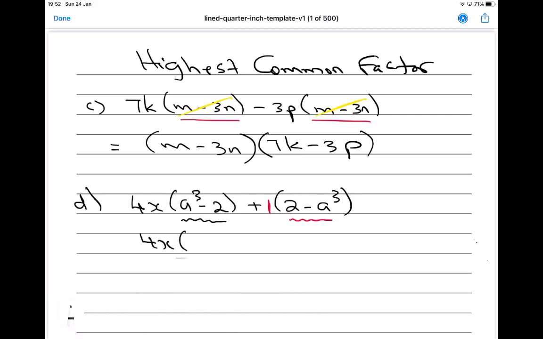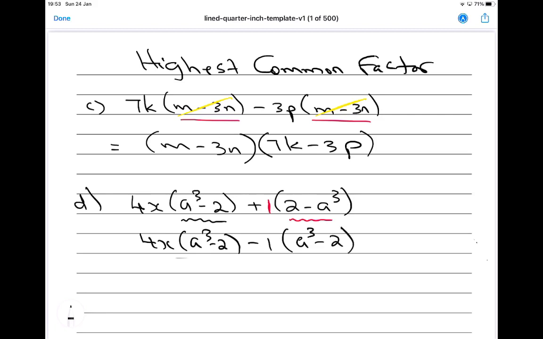So this is 4x brackets a cubed minus 2. But we will need to change signs here. So the plus that we see there becomes a minus. So that's now a minus 1. But if we change that plus sign to a minus sign, then these numbers inside the brackets will swap positions. So now we start with a cubed and we have our negative 2.